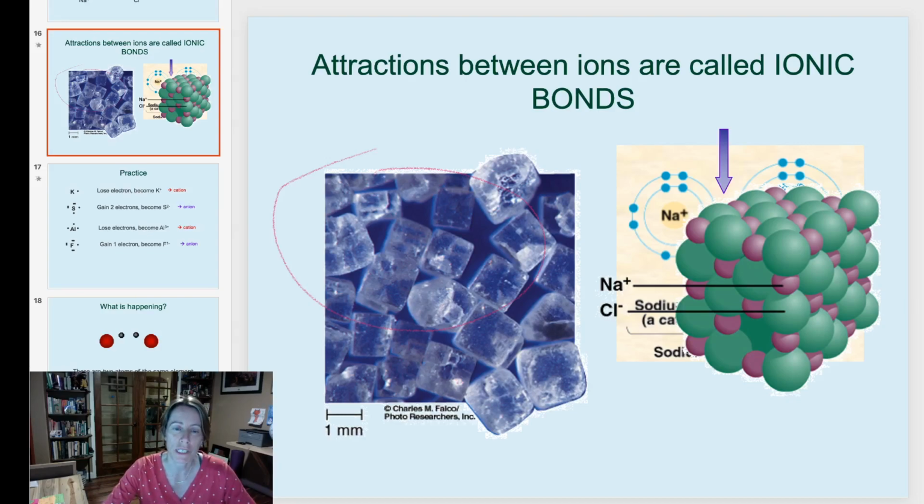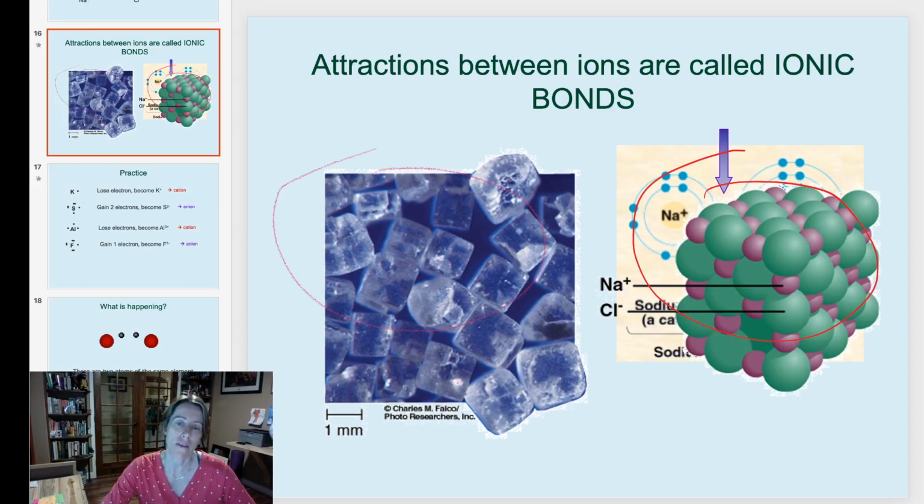But if we could really zoom in with a super powerful microscope and look at the individual ions in these salt crystals, what we would see is something more like this arrangement here. So these cubes of salt are actually made of uncountable bajillions of tiny sodium ions, so that's sodium particles with a positive charge, and chloride ions, so chlorine particles with a negative charge.